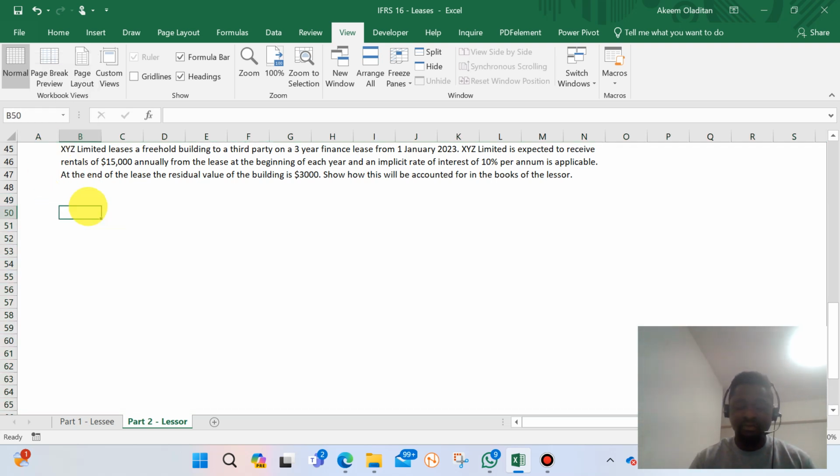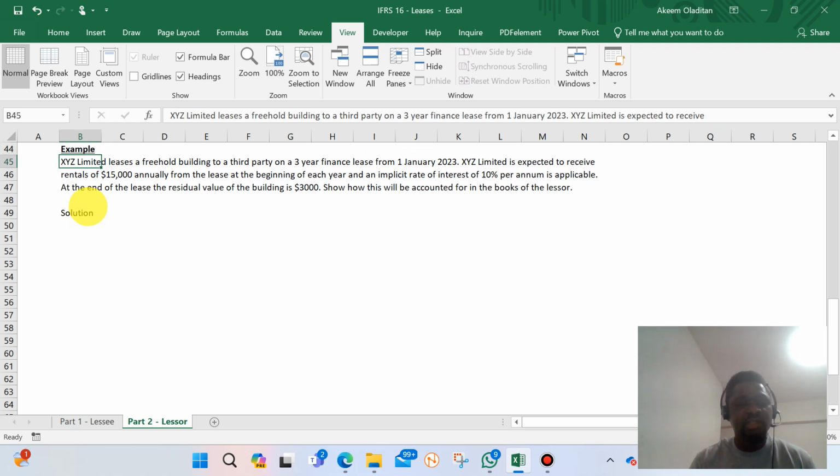So here we have a solution to the question. Let's look at the question. The question says XYZ Limited leases a freehold building to a third party on a 3-year finance lease. It was already identified, so there are no conditions to be met here. The question already mentioned that it is a 3-year finance lease from 1 January 2023.